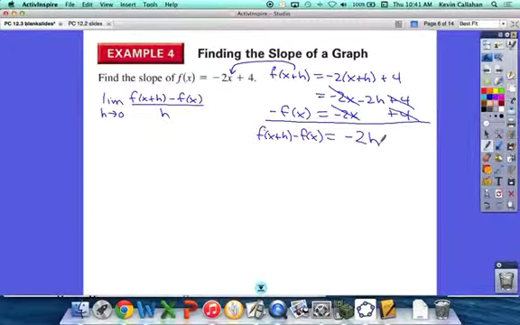And then because this has a divide by h in it, you've got to divide by h. And again, since every term in the numerator has an h in it, it'll cancel the h in the denominator. This is negative 2.